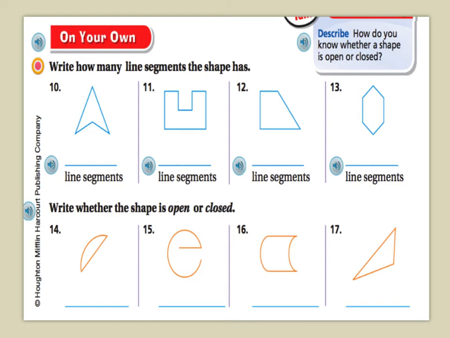Number 10 has 4 line segments. 11 has 8. 12 has 4. 13 has 6. 14 is closed. 15 is open. 16 is closed. And 17 is also closed.